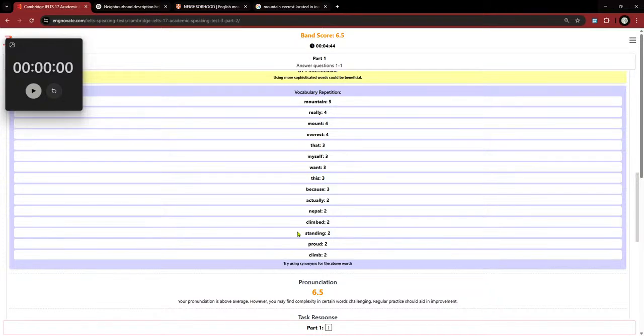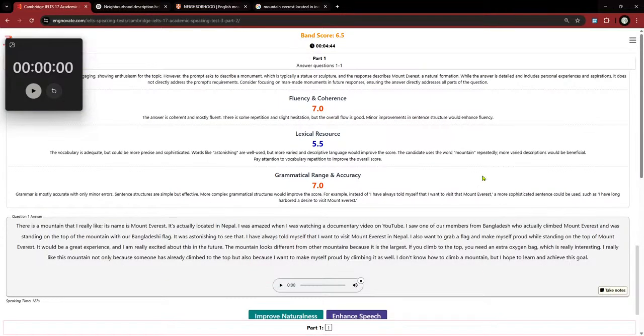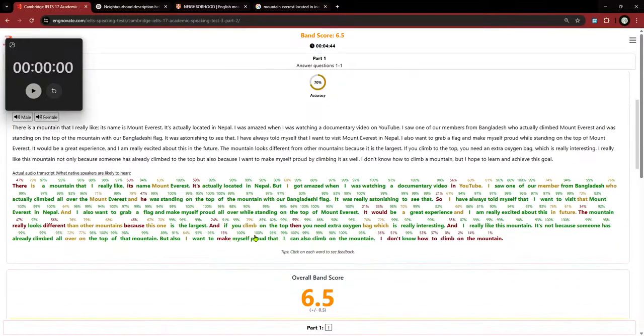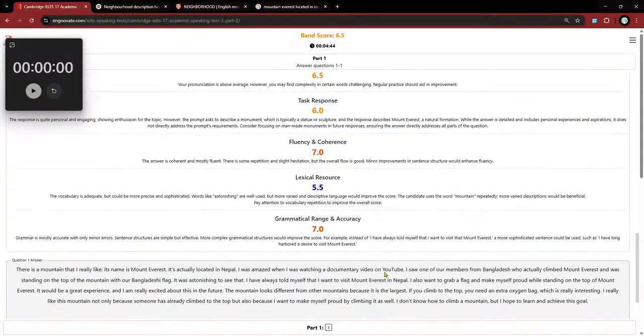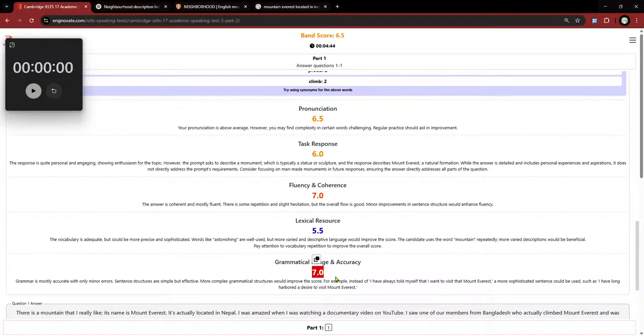I used mountain 5 times. Hills, what could I have used? Hills. How about the grammar? Grammar was 7. Wow. This is the first time I got 7 in grammar, maybe. Is it? The task response was not that good. Responsible, quite personal, engaging, showing continuous prompt work. They describe, because I don't know about mountain. How do I describe it?